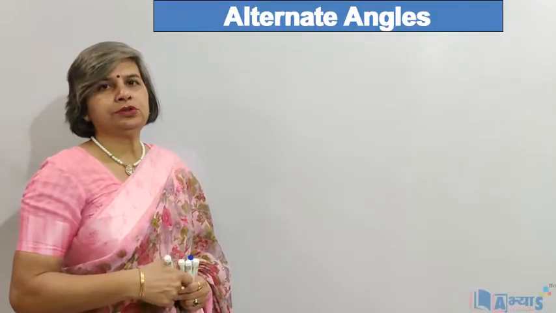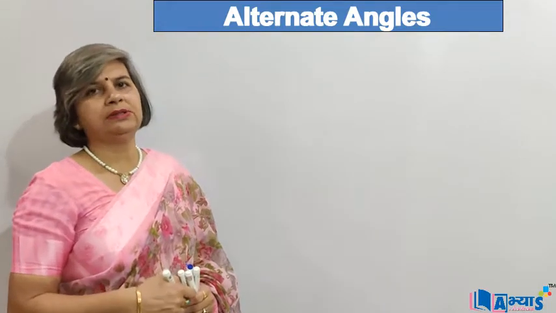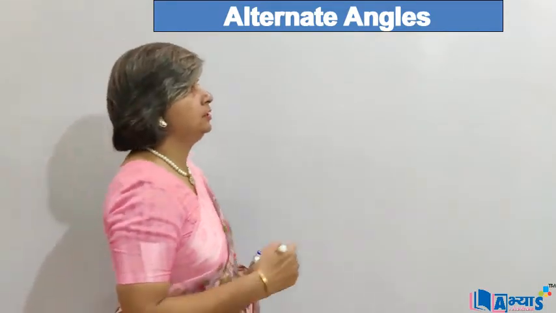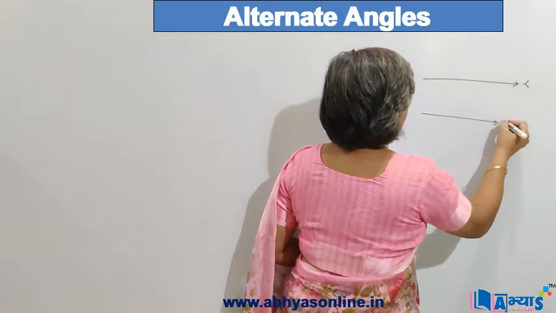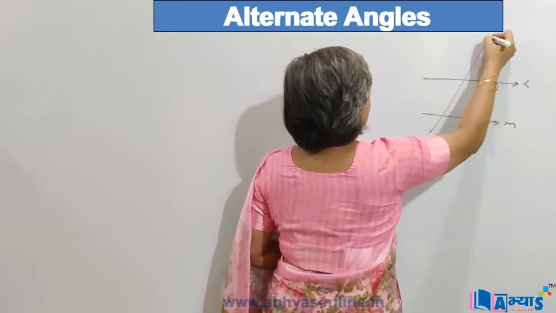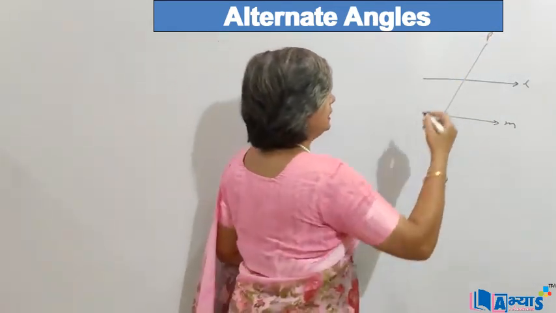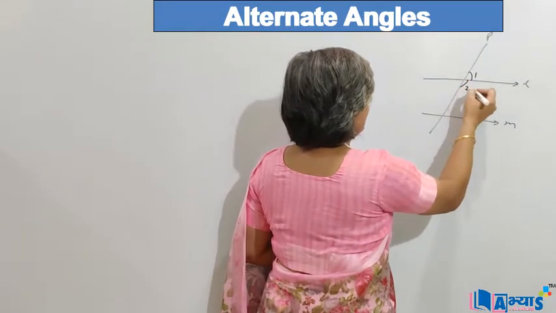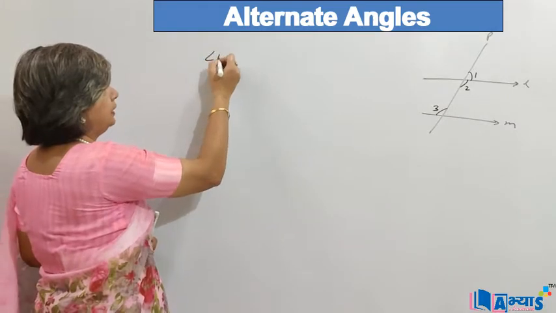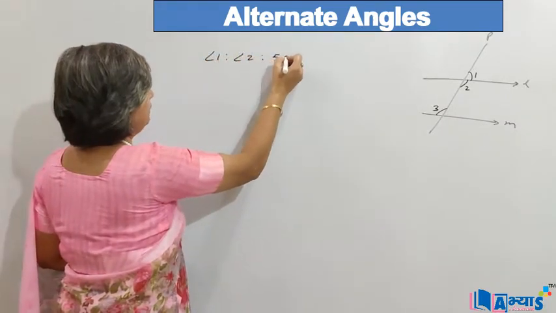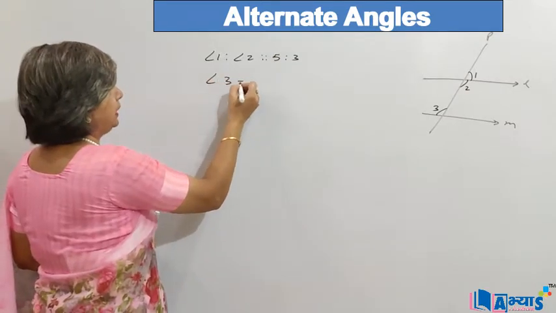Now let us take a question on this concept that alternate interior angles and alternate exterior angles are equal in case of parallel lines. Suppose we have two parallel lines L and M, and a transversal P cuts them such that the various angles are, this is angle 1, this is angle 2, and this is angle 3. And we are given that angle 1 is to angle 2 as 5 is to 3, and we are supposed to find angle 3.